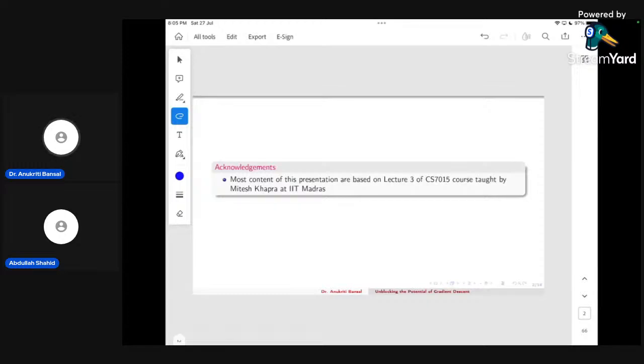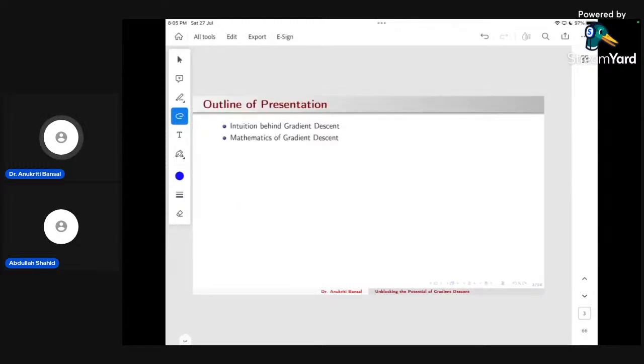The content is inspired and taken from his course, but I have kept it very simple so that even if you are not a hardcore person, or you don't have an understanding of the mathematical concepts behind machine learning or deep learning, you will be able to understand it. I'm starting from the very basics, and I have kept this presentation very short.